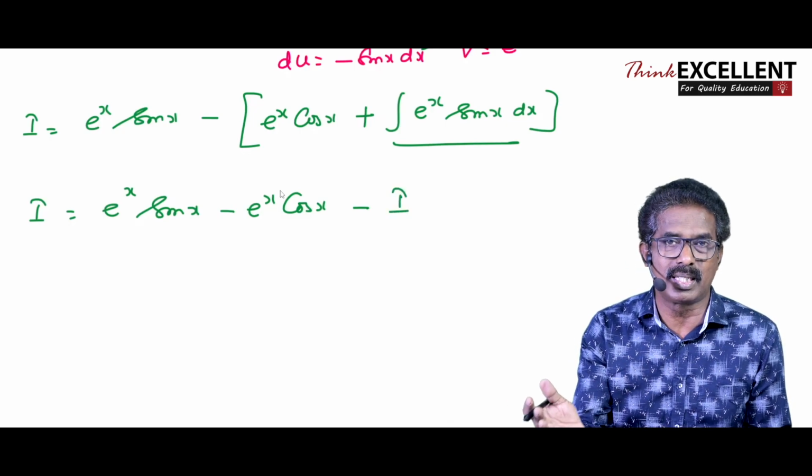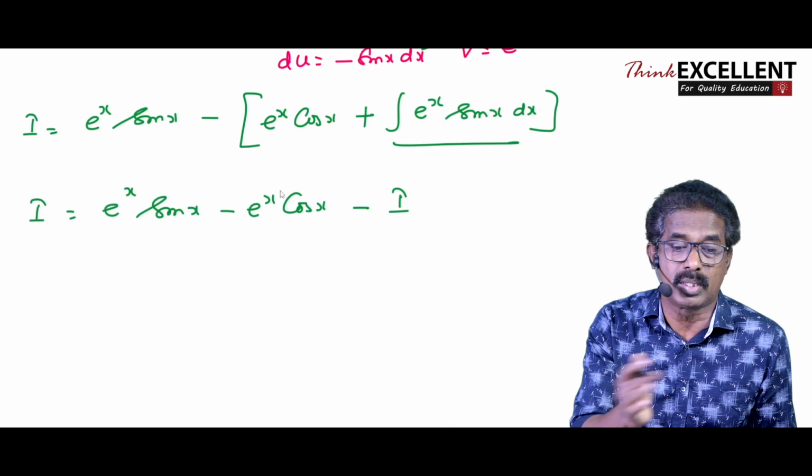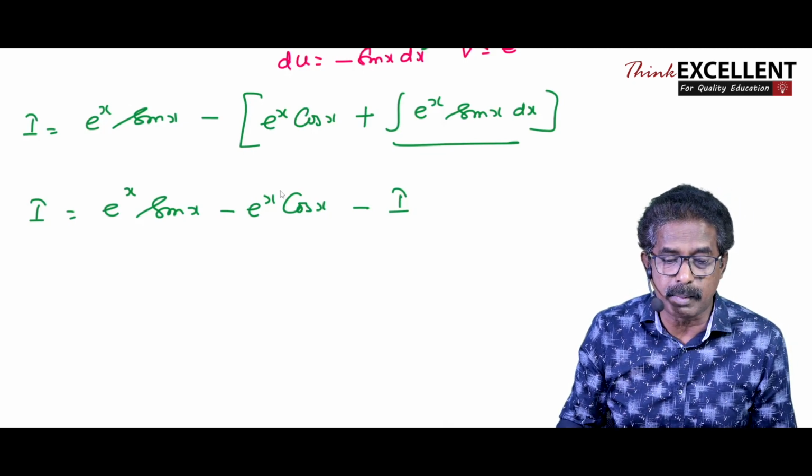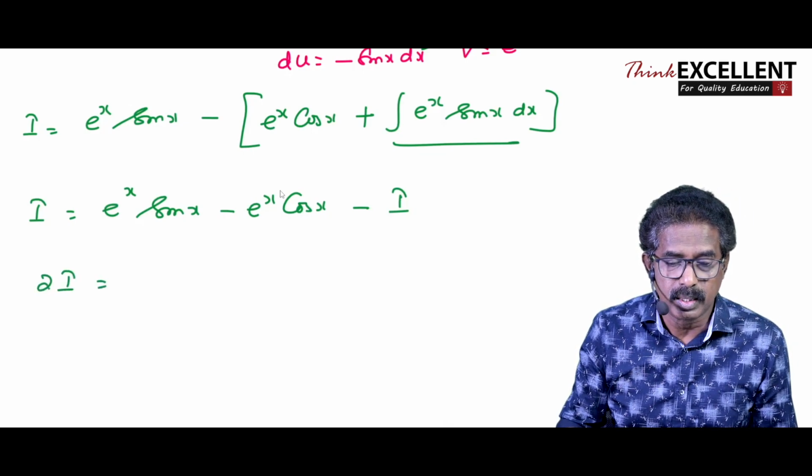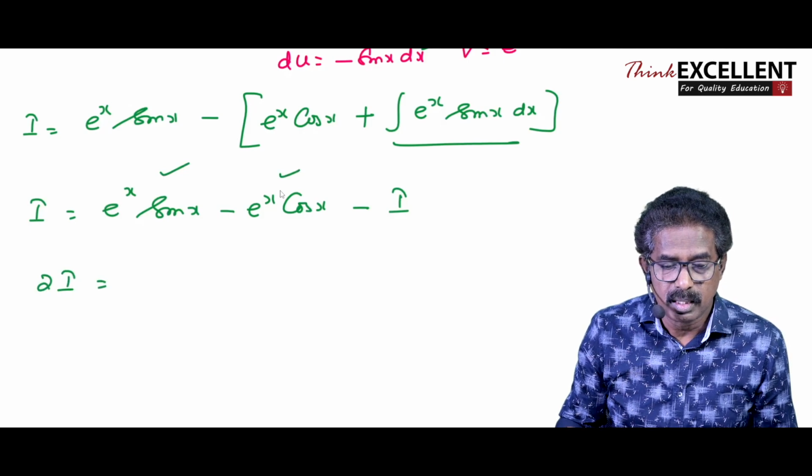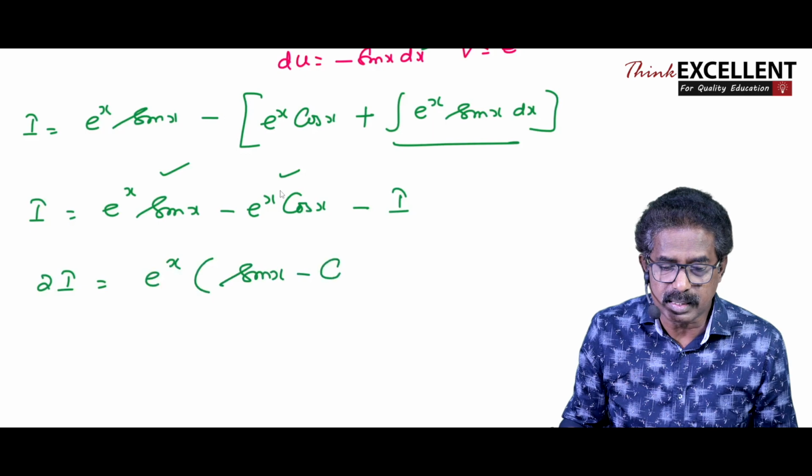Now I has come in two places, so combine them. Take this minus I to the left side. Already there is one I there. So I plus I, 2I is equal to, from these two you can take e raised to x common. You will get sin x minus cos x.